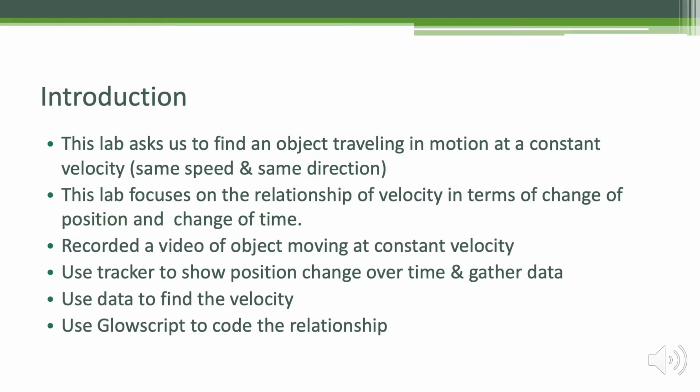For Lab 1, it asks us to find an object traveling in motion at a constant velocity, which means it's traveling in the same direction at the same speed. It focused on the relationship of velocity in terms of change of position and time, and we had to record a video of an everyday object moving at a constant velocity, and we used Tracker to track the position change over time and gather data, and using that data to find the velocity, along with using GlowScript to code the relationship and find the computational data.